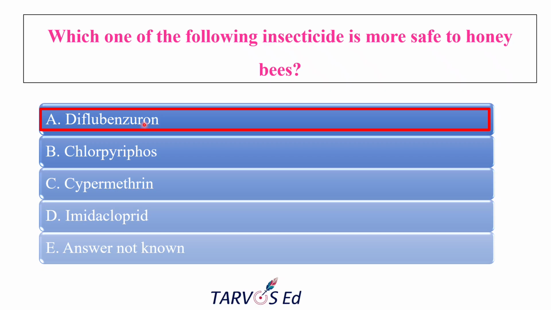Mostly it inhibits chitin synthesis. So this insecticide affects only insects during the molting or larval stage. Adult bees generally don't molt, right? So it has very low direct toxicity to adult honeybees. Here the bee toxicity is classified as practically non-toxic.